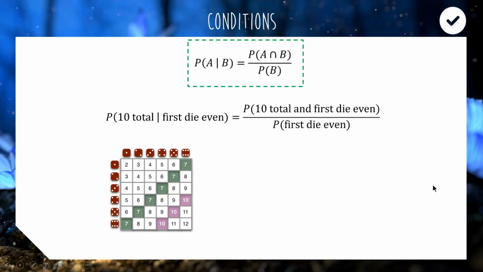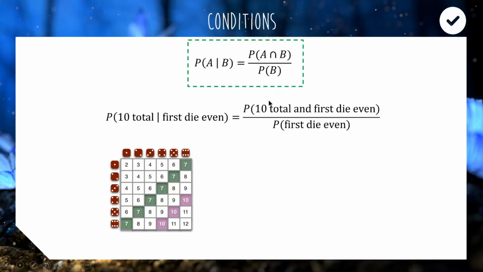All right, so looking at our grid, let's just say that the top die is going to be the first one and the side one is going to be the second one. So out of our 3 chances of getting a 10, so our 3 out of 36 chances, how many of them also have the first die being an even number? Well, it could be this one because the first one's a 4, or it could be this one because the first one is a 6. Okay, this one here where the first one is a 5, that doesn't work.